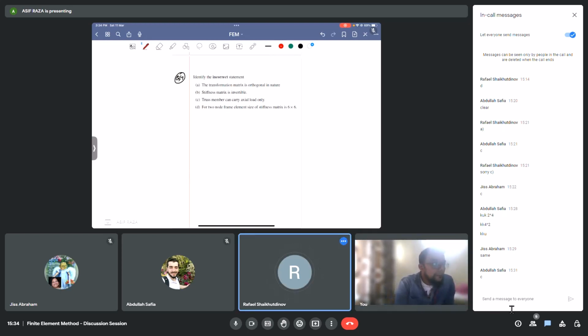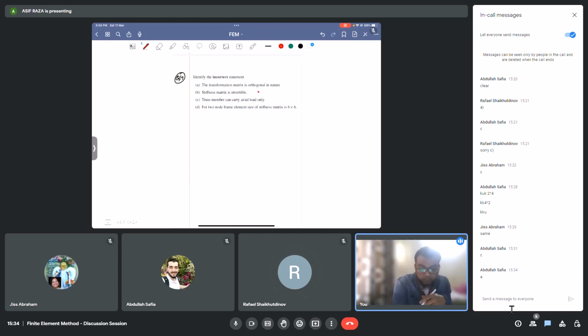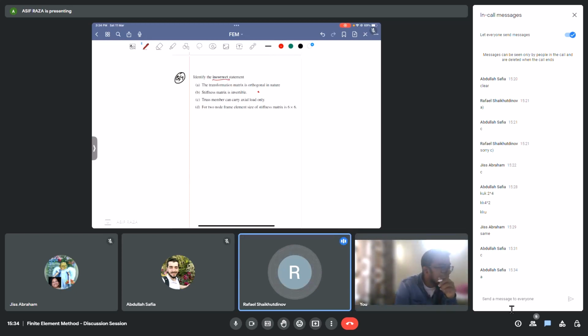Stiffness matrix is not invertible. Okay, B is wrong, so you are saying option B is the incorrect statement. What about others? Abdullah has said option A. Please do check, the question says incorrect statement. Transformation matrix is actually orthogonal. Yeah. Jess, what about you?